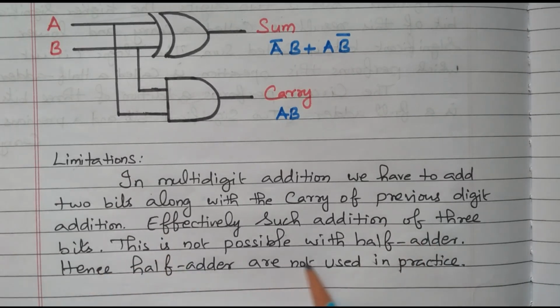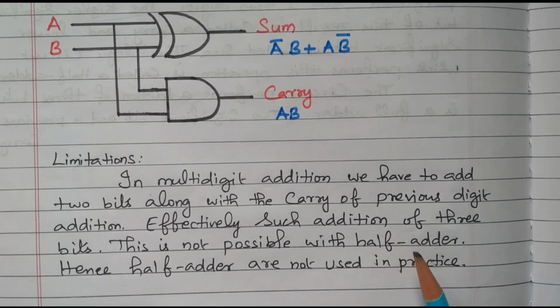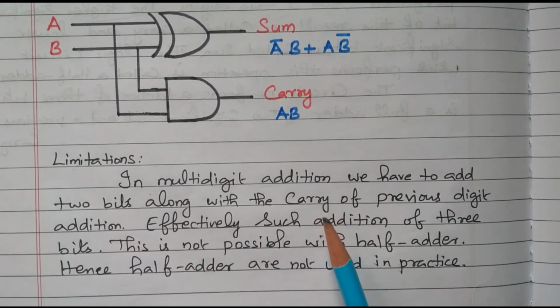Hence half adder is not used in practice, but using half adders we can construct the full adder. Full adder is constructed using half adders, right? So for that we are using this half adder, but practically it is not enough because it is adding only 2 bits. Practically what we need is 2 bits along with the carry, right?